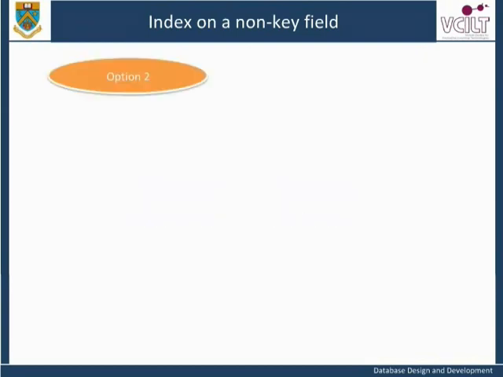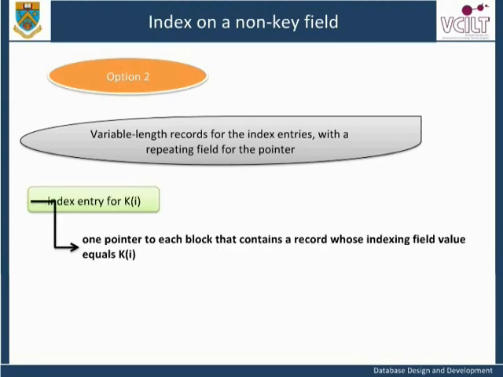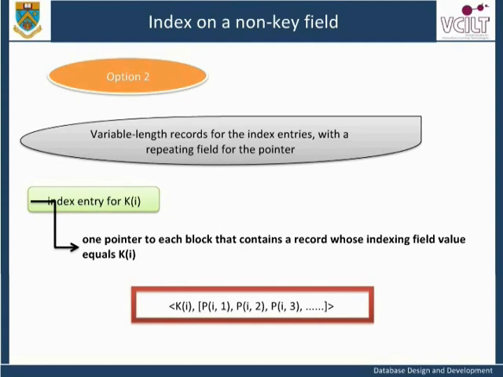Option 2: Alternatively, we can use variable length records for the index entries with a repeating field for the pointer. We maintain a list of pointers in the index entry for K_i, one pointer to each block that contains a record whose indexing field value equals K_i. In other words, an index entry will look like this: <K_i, P_i,1, P_i,2, P_i,3>. In either option 1 or option 2, the binary search algorithm on the index must be modified appropriately.